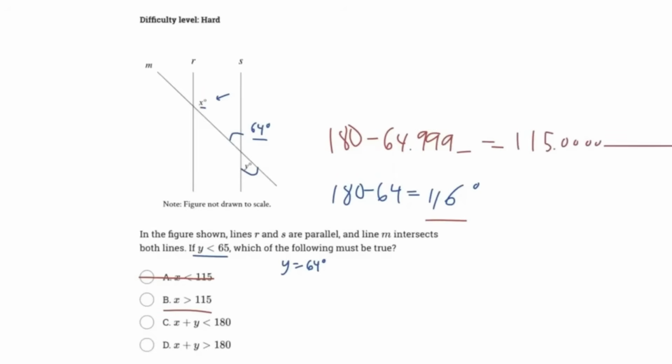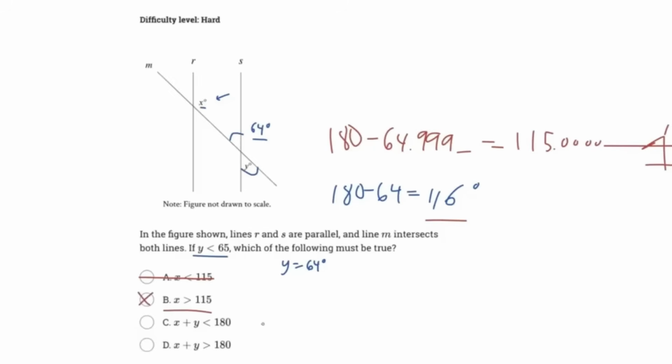115.0000, etc., 1, right? That's messy, but you get the point. So basically, we can't ever go underneath 115 degrees for X if Y is less than 65. Therefore, B is our answer, but let's just check the other answers to be sure.